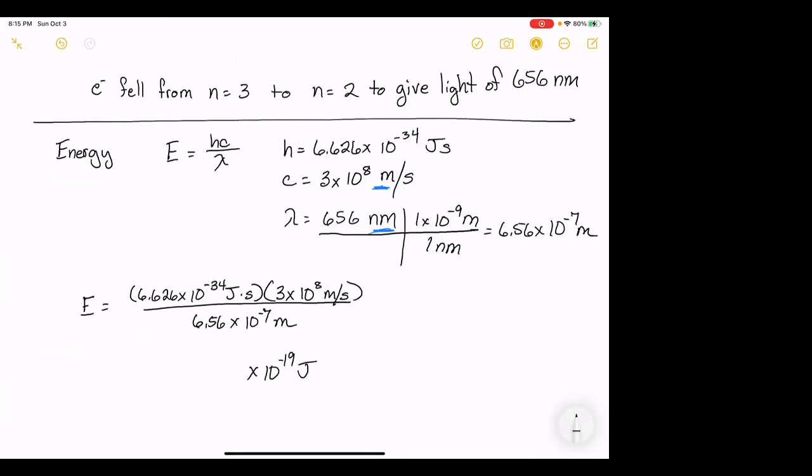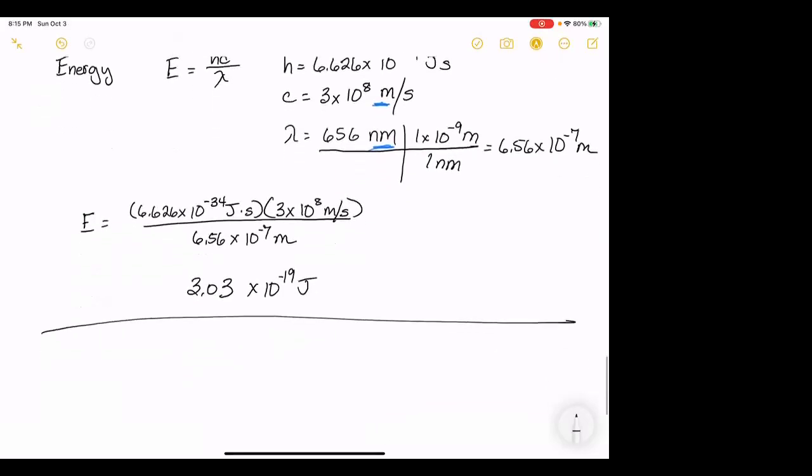So, 6.626 E negative 34 times 3 E8 divided by 6.56 E negative 7. This comes out to be 3.03 times 10 to the minus 19.